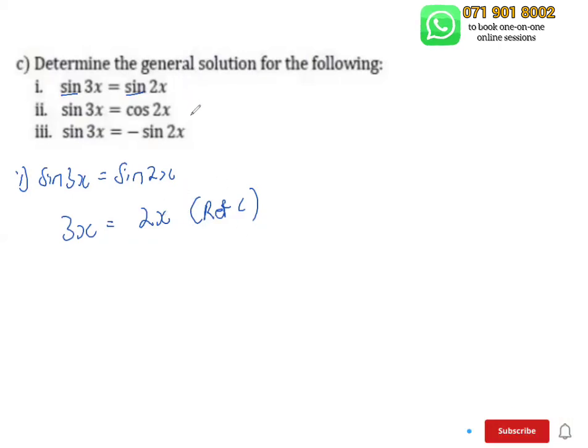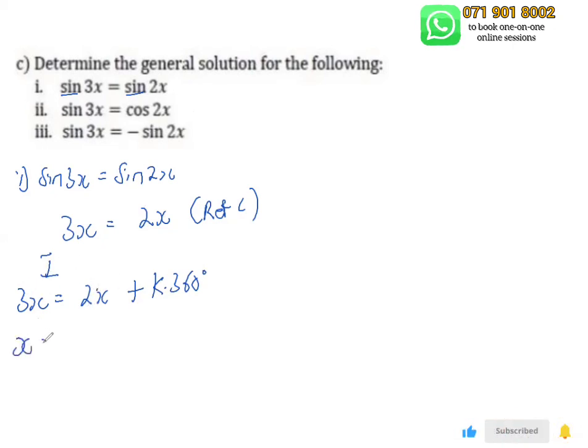Now you have to go to the respective quadrants. So remember, first we have the first quadrant, whereby all you need to do is just say 3x is equal to 2x plus k 360 degrees, right? But then obviously you'd have to solve for your x. So that means you have to take this 2x over to this side, and then it will give you x. Now, if you take this and transpose it over to that side, you are only left with 0 degrees here, then plus k 360 degrees, and then you'll say where k is an element of integers.